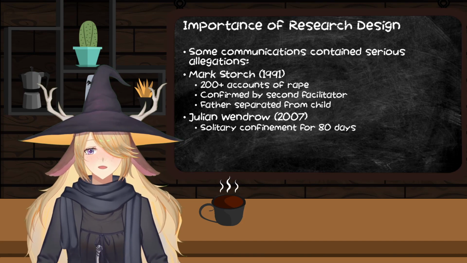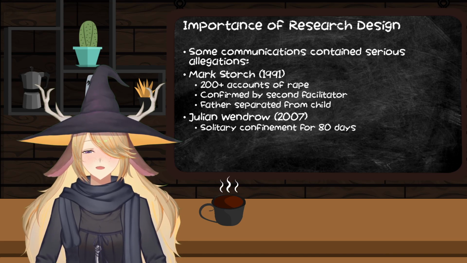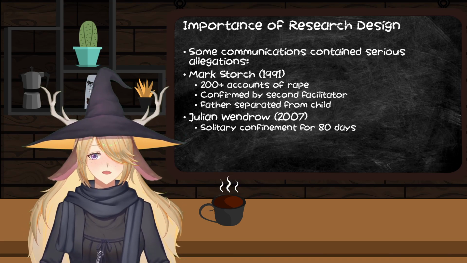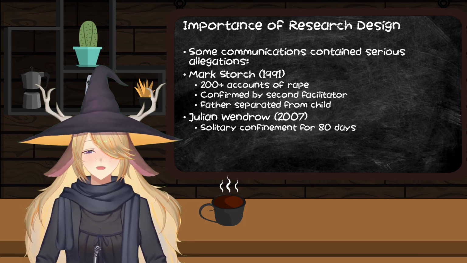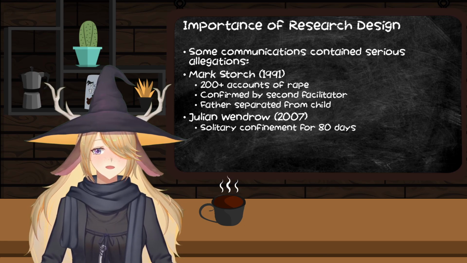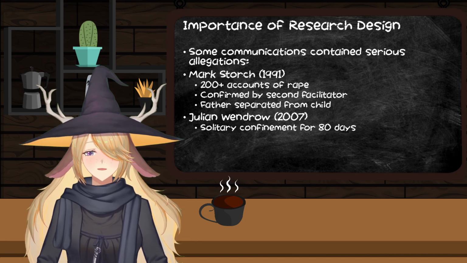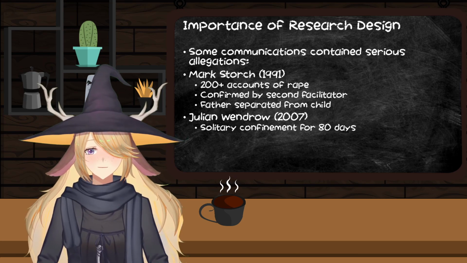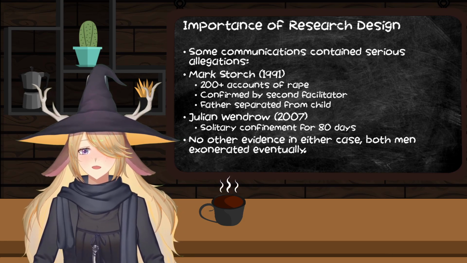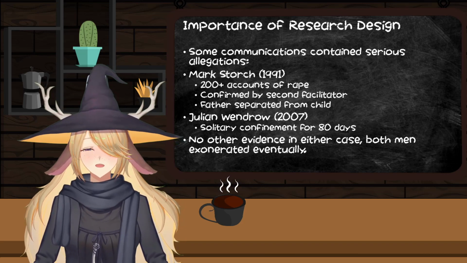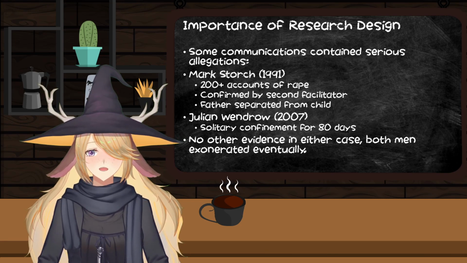In 1991, in the case of Mark Storch, he was accused of 200 counts of rape, which was then confirmed, quote unquote confirmed, by a second facilitator, which caused him to lose custody of his children. And in 2007, Julian Wendrow was, based on the accusations that emerged through facilitated communication, placed in solitary confinement for 80 days. And in both cases, both men were eventually exonerated because there was no other evidence in these cases outside of what was obtained through facilitated communication.